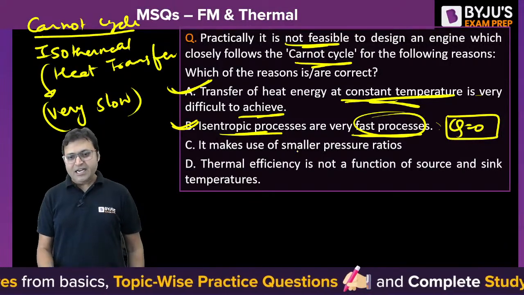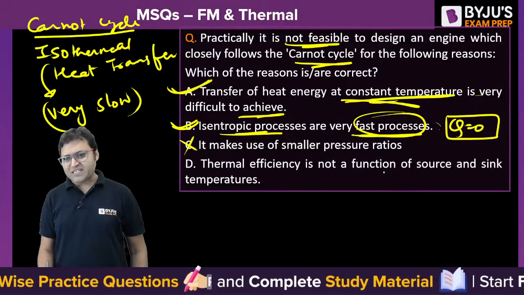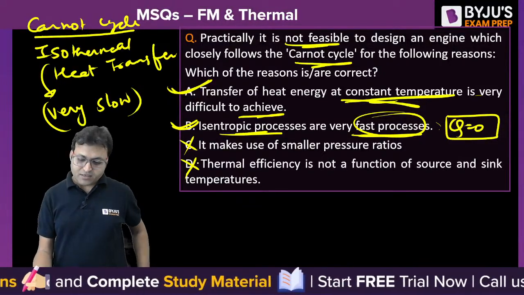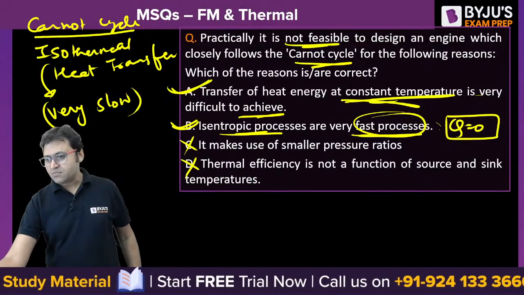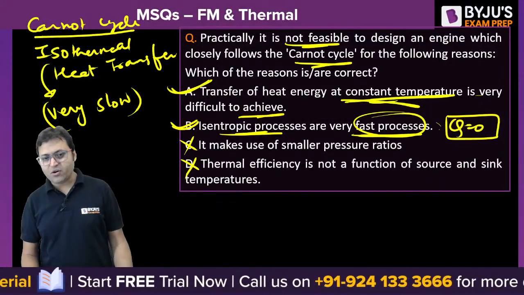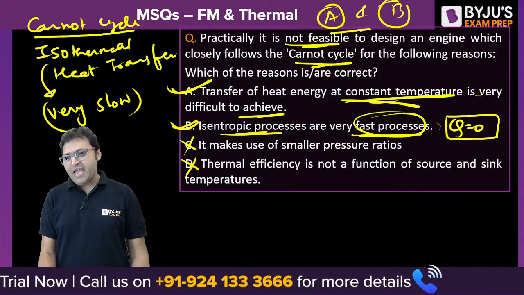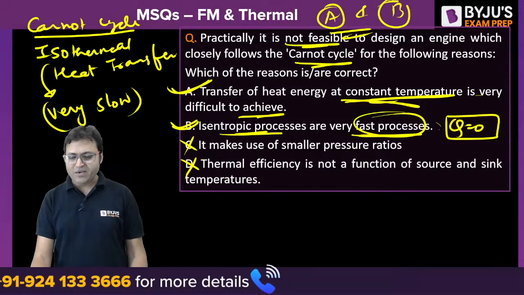That is the reason. It makes use of smaller pressure ratio. No, that is not true. Thermal efficiency is not a function of source and sink temperature. That is the conclusion of real cycle. All right, so A and B will be the correct answer. I hope it is clear.